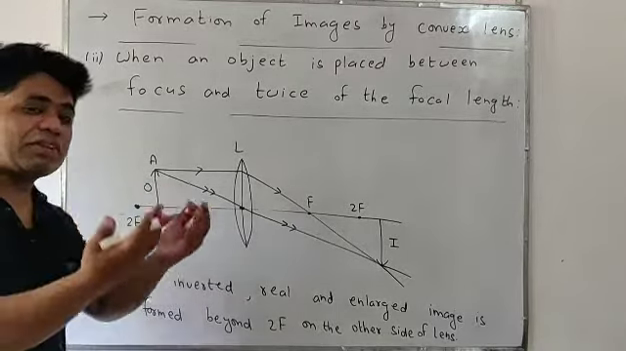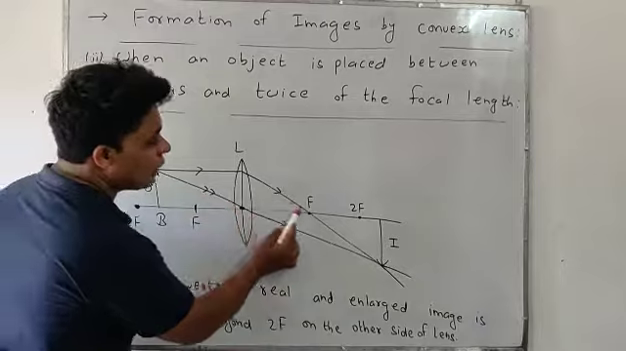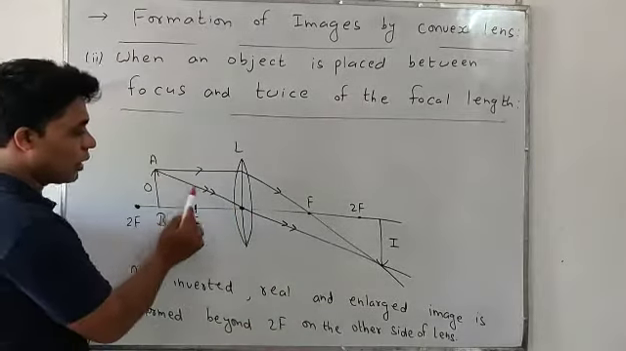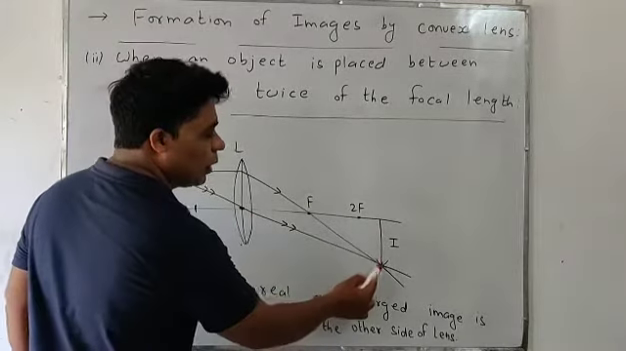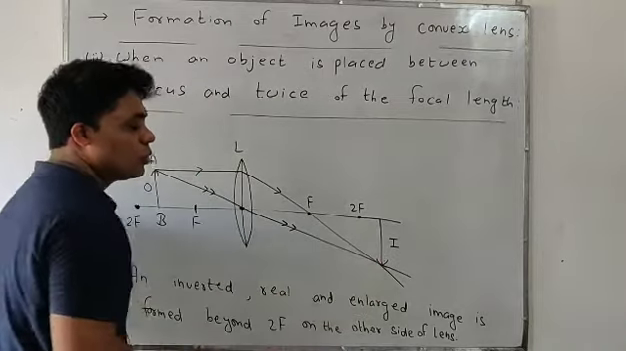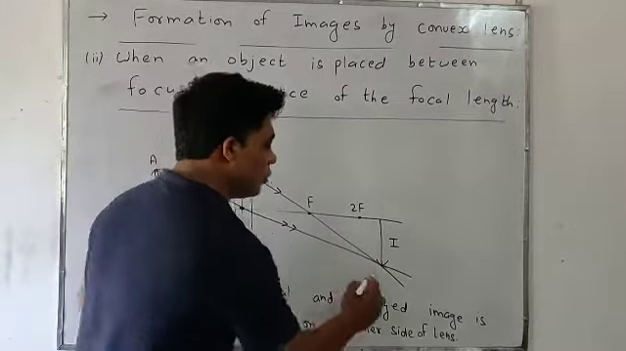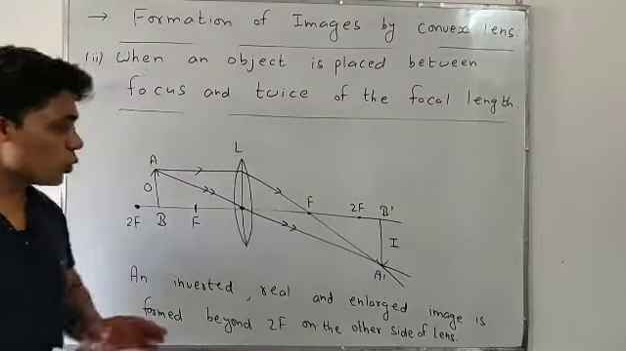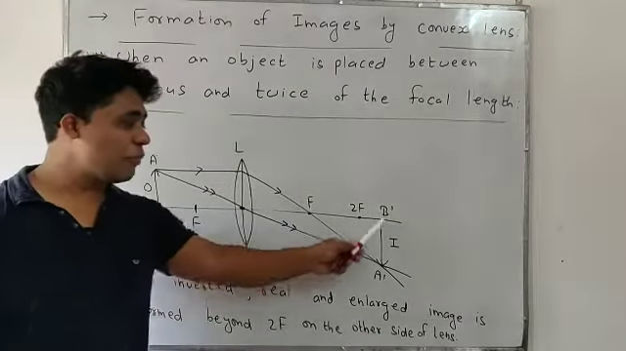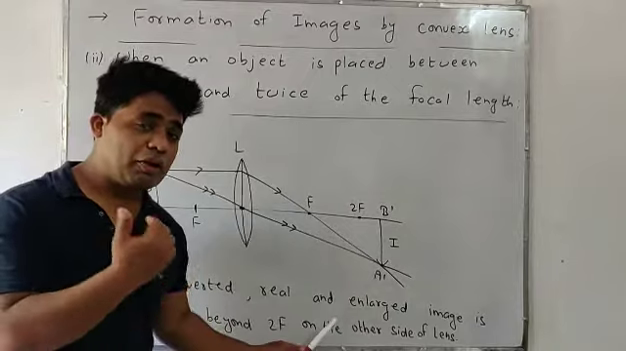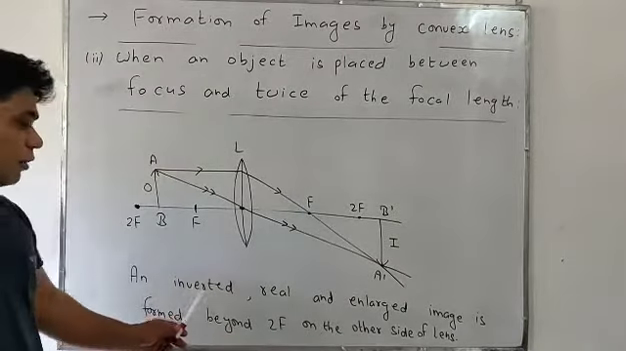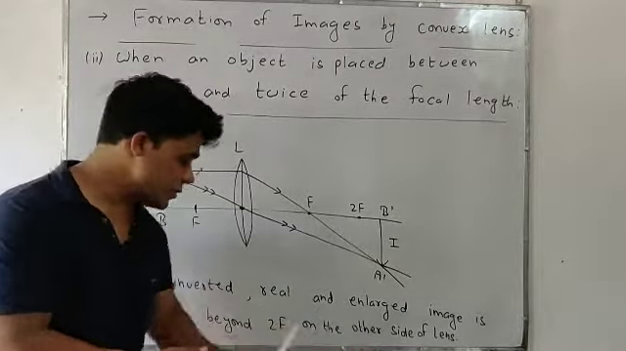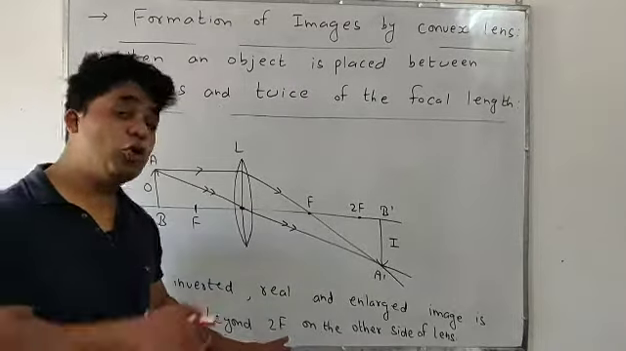Every object releases light rays. A ray incident gets refracted. Another ray incident, both intersect at this point, so we obtain the image, A dash and B dash. So look students, what happened? This time we will get a real, inverted, and enlarged image beyond 2F.